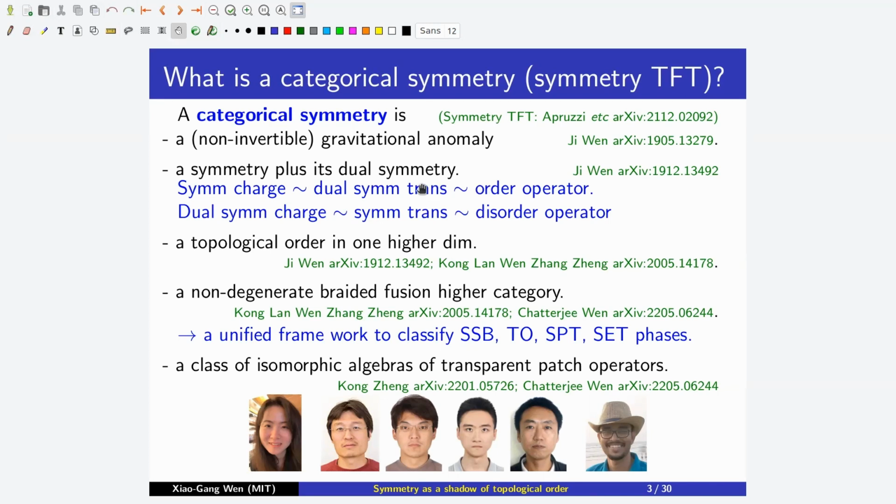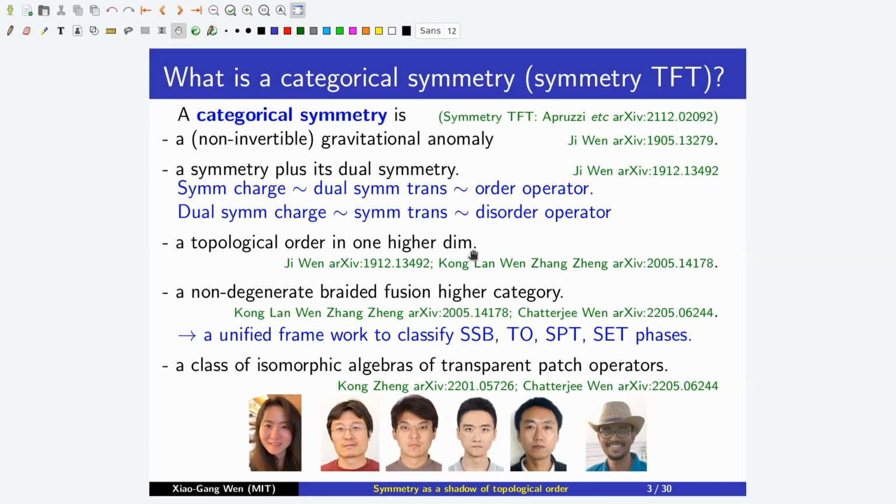Okay. It turns out this combination of symmetry and dual symmetry together can also be viewed as a topological order in one higher dimension. So this combination corresponds to a topological order in one higher dimension. This led to this holographic picture. And this is not surprising, actually. It's really because if you think of categorical symmetry as a gravitational anomaly, then anomaly and topological order in one higher dimension are related. Therefore it's pretty natural from the anomaly point of view.